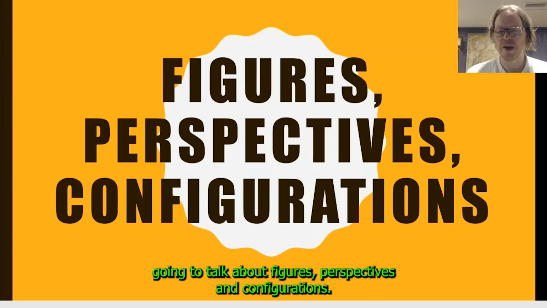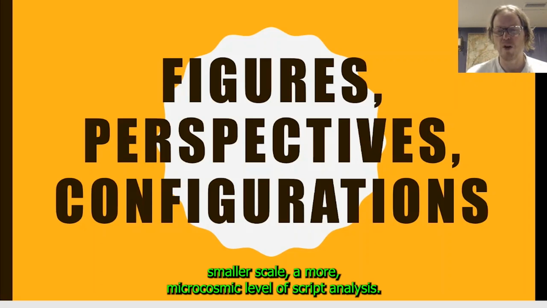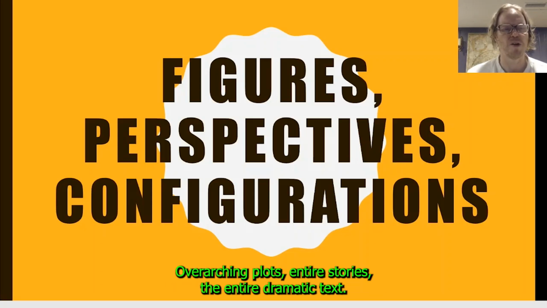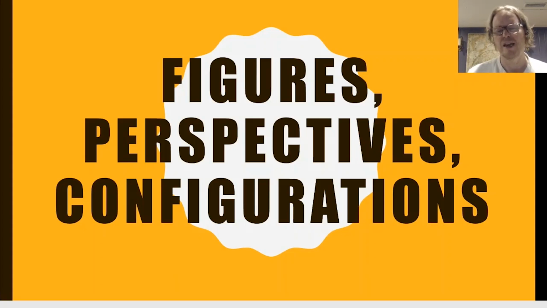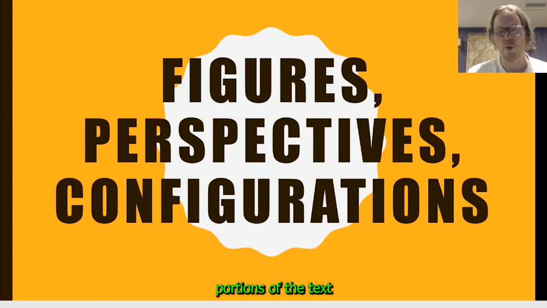Today we're going to talk about figures, perspectives, and configurations. By doing that, we're going to be talking about a slightly smaller scale, a more microcosmic level of script analysis. So far, we've talked about really big forms, overarching plots, entire stories, the entire dramatic text. And now we're going to start to break down and look at some of the smaller portions of the text that make up that overall play.